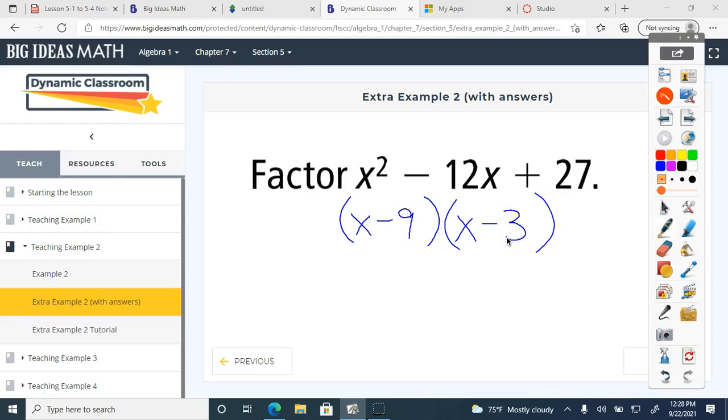See, 27 is an easy one because 27 doesn't have very many numbers that multiply to be 27. 9 and 3, and 1 and 27. That's about it. So you just got to figure out which one of those adds up to negative 12. Is that making sense? Everybody good? We sure? All right. Couple more.